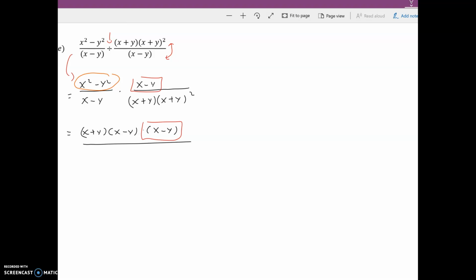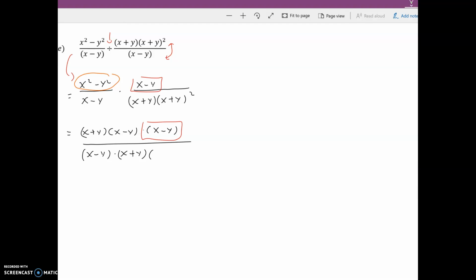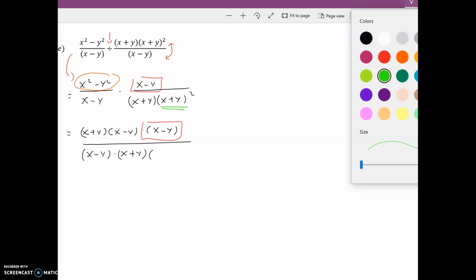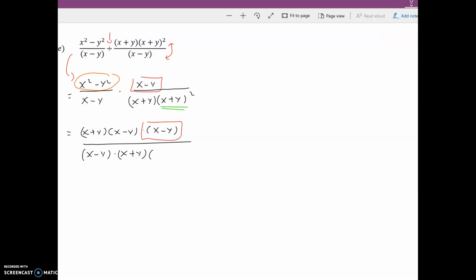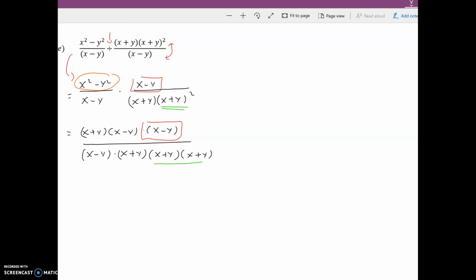Now, in your denominator, you have x minus y from the first one times an x plus y. And then you have to be very careful on this particular one, x plus y. It's basically a squared value, which translates as x plus y times x plus y. And let me highlight it in green so that you guys can follow where it came from.